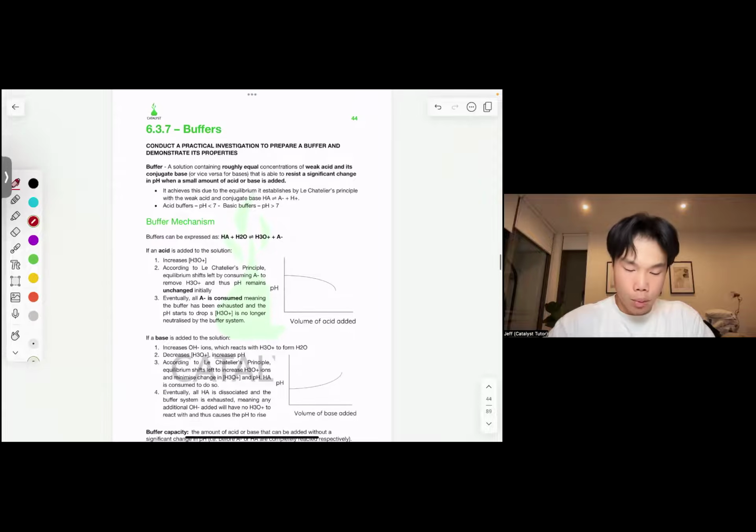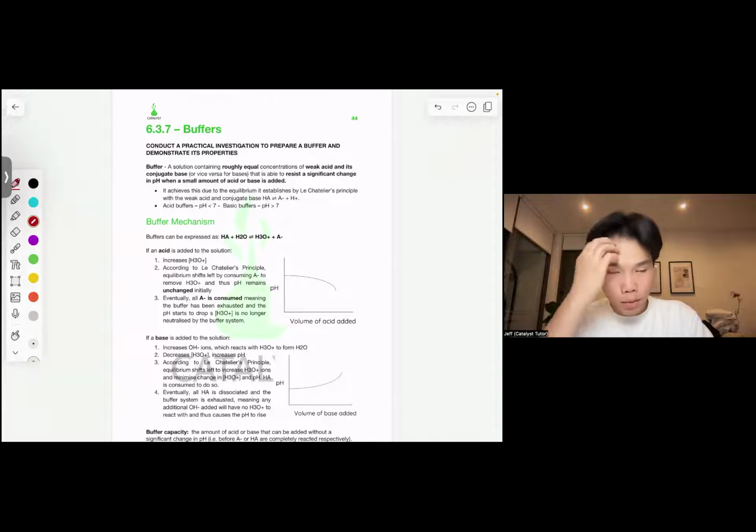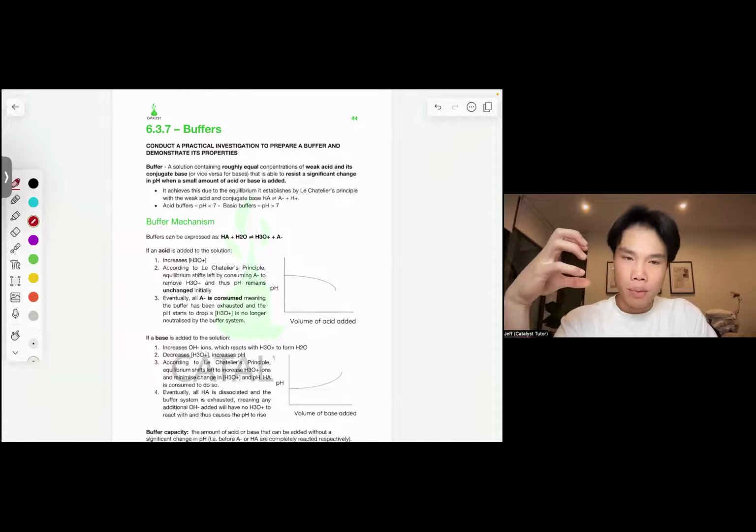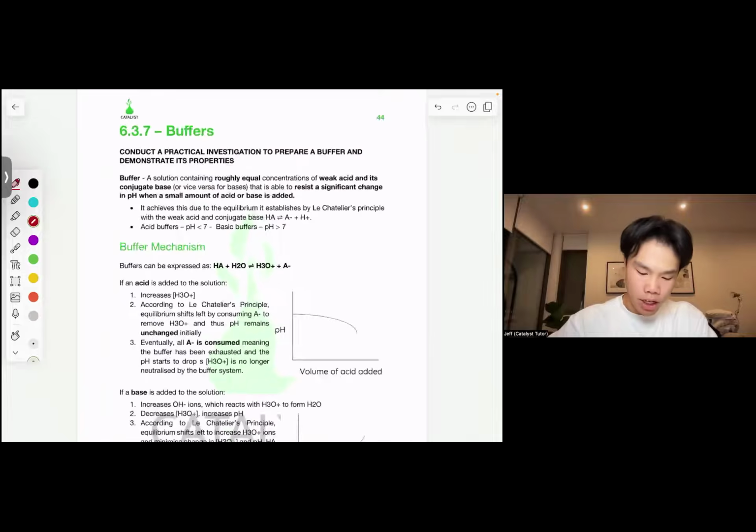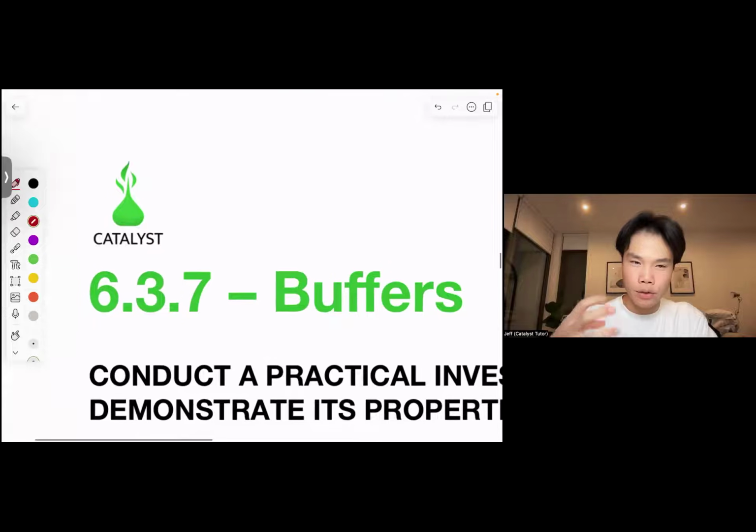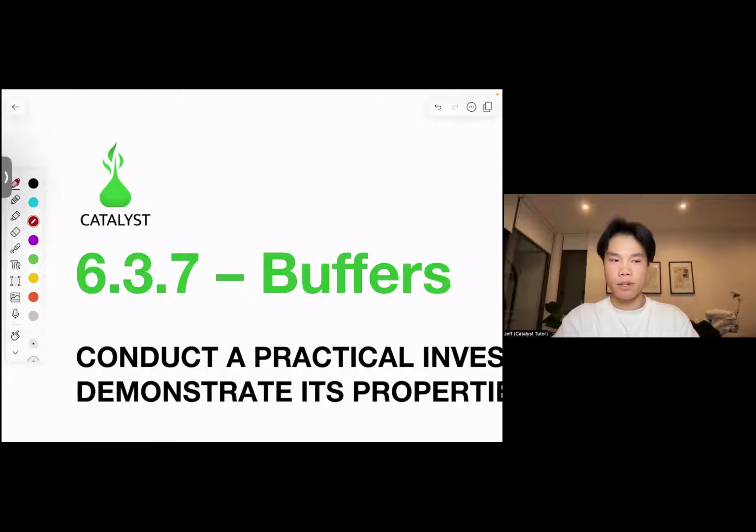Okay, I put buffers here, even though it's at the end, because you need buffers in order to explain titration fully. So what is a buffer? What are the components that make up a buffer? And how do you define it? I'll give everyone 30 seconds to type in chat. Definition of a buffer. How do you define it?